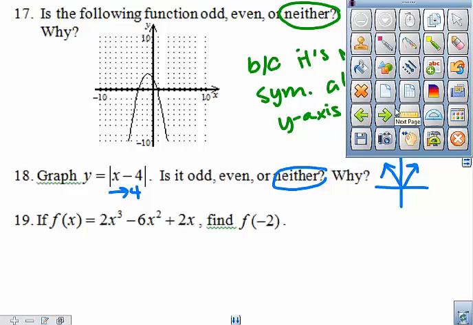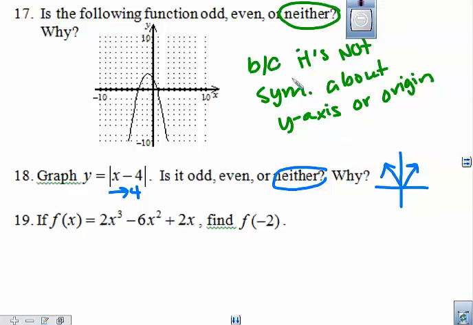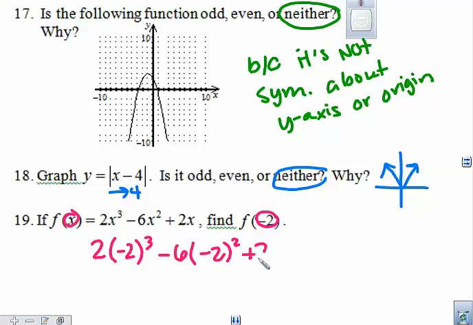Alright, we're picking up on number 19 where we left off on the first video. This is giving you a function and asking you to find f of negative 2. So that means instead of x, we're plugging in negative 2. So everywhere you see x, you're going to write negative 2. Make sure you're including these parentheses so that when you type this in your calculator, when you cube and square, it includes the negative portion of the value.